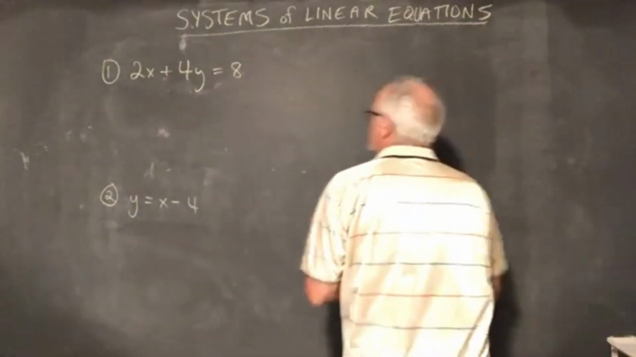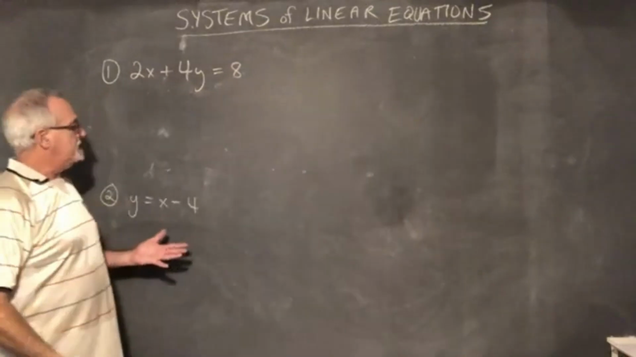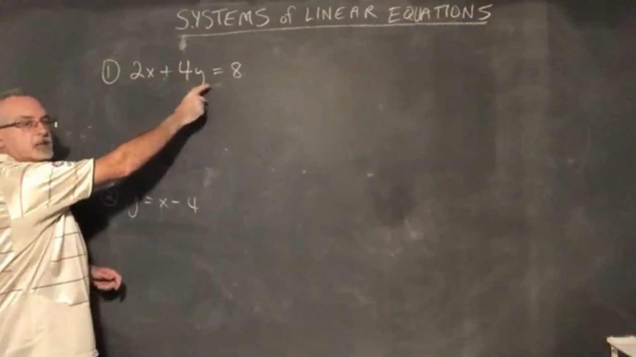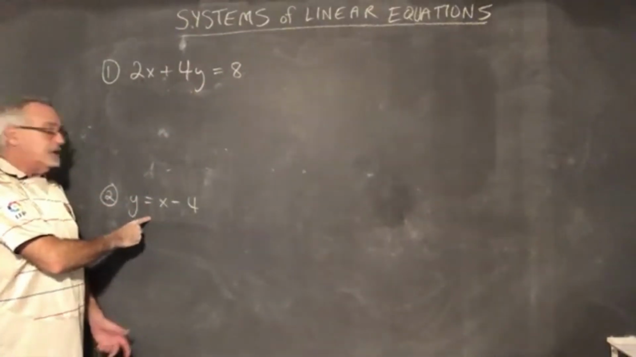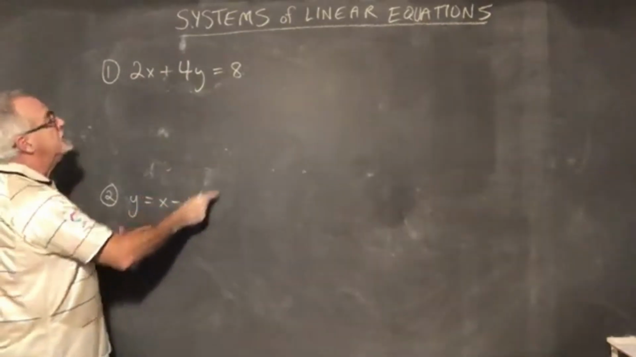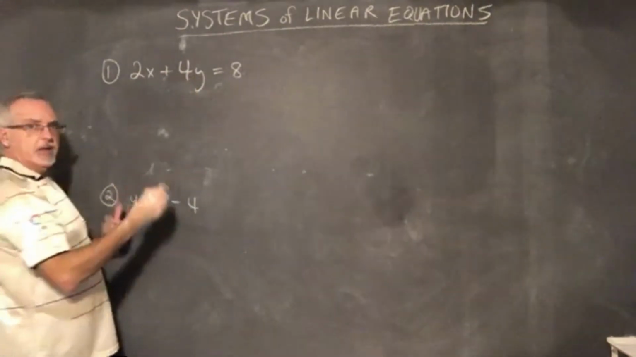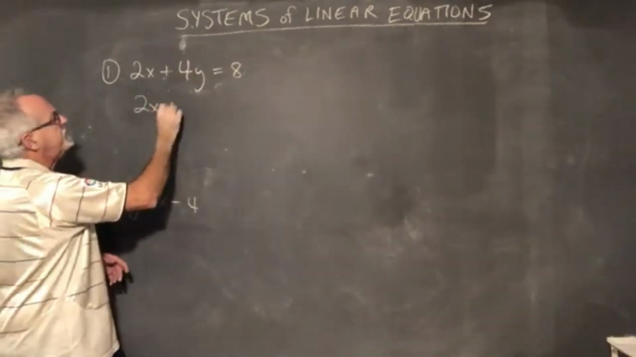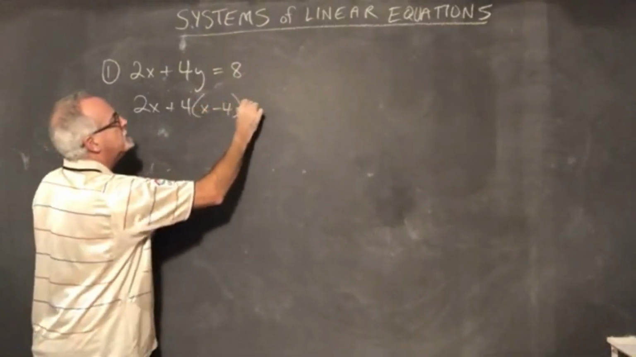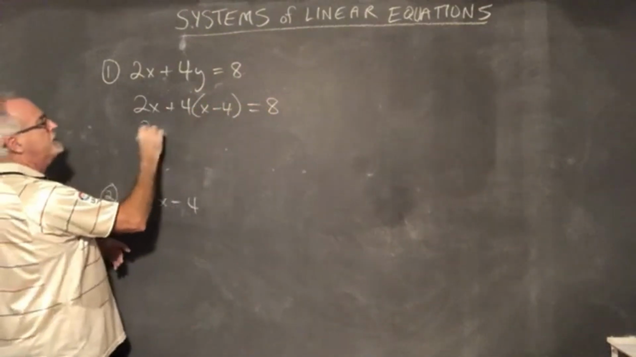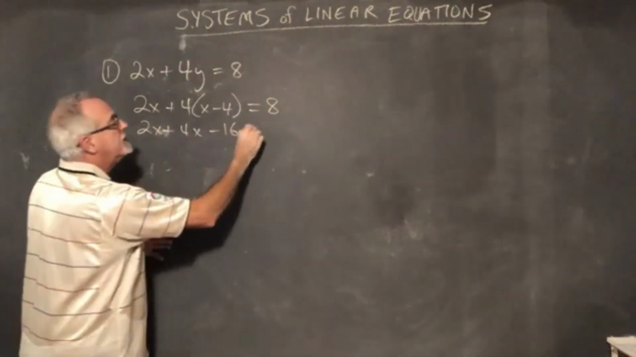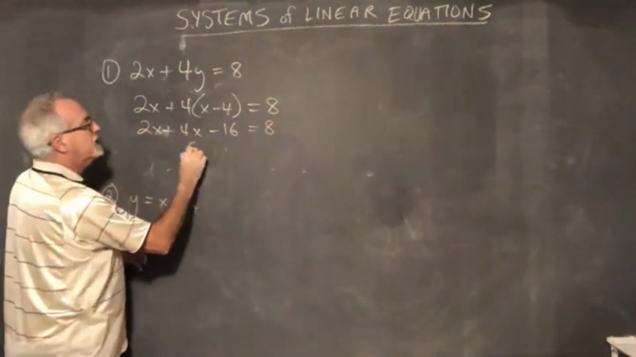In substitution, we look at our two equations and we see is either the y or the x already isolated in one of these equations. Not in this one, but in this one y is already isolated. So I am going to use the fact that y is equal to x minus 4 and substitute that x minus 4 into the y position in the other equation. This is actually going very quickly. If y is equal to x minus 4, I replace this y with x minus 4. And then I simplify. 2x plus 4x minus 16, be careful, it's a bracket, equals 8. 2x plus 4x is equal to 6x.